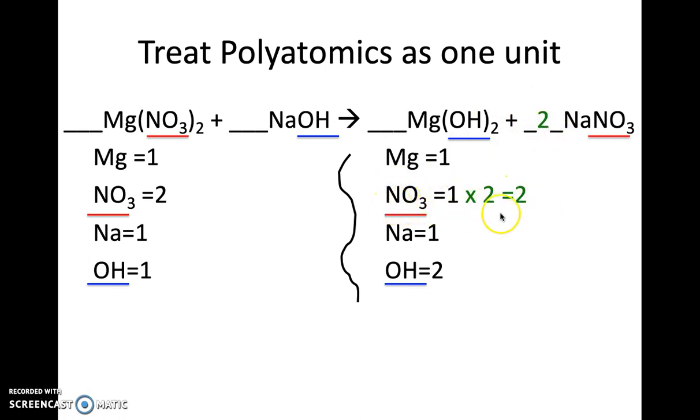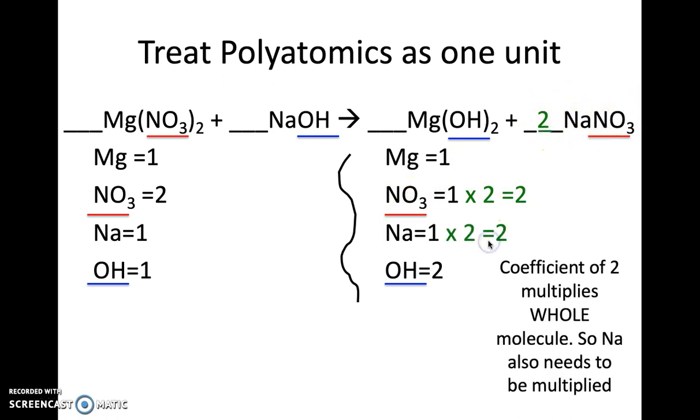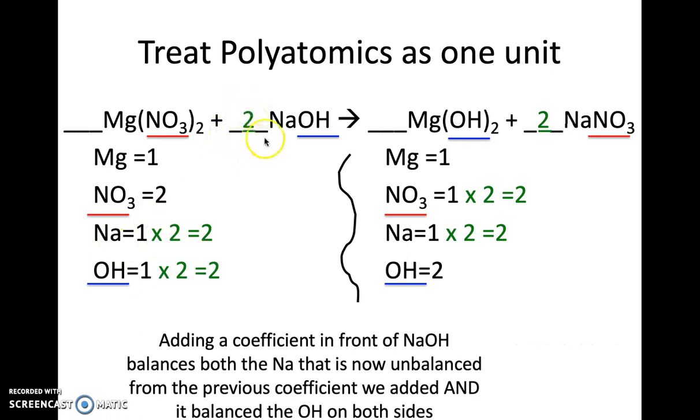Now, that doesn't only change the NO3. It also changes the Na. So now my Na needs to also be multiplied to get me 2. Uh-oh, that screwed things up. I now have 2 Na on my products and only 1 Na on my reactants. So again, I'm going to put a 2 there. That applies to my Na and to my OH, so it gets me 2 and 2. That worked out perfectly because the OH on my product already had 2. So now we're all balanced.